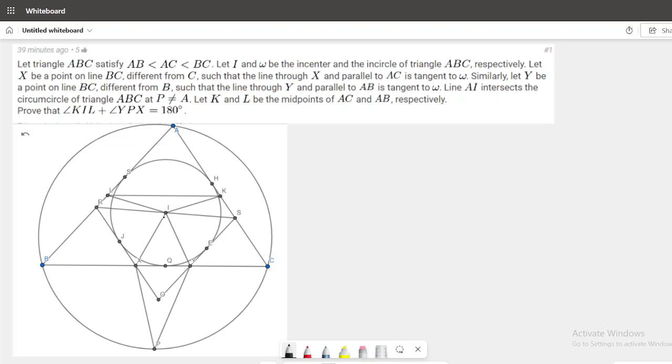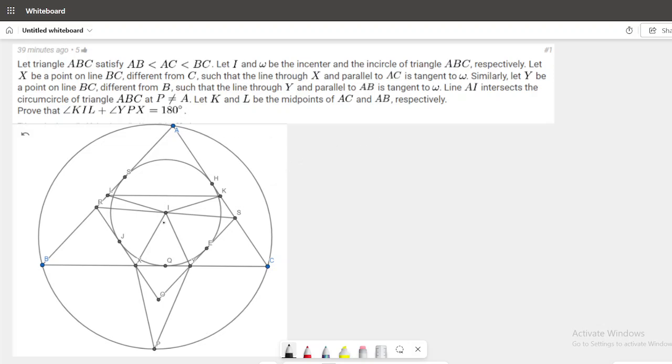So I is the incenter and omega is the incircle of the triangle ABC. Let X be a point on line BC different from C such that the line through X and parallel to AC is tangent to omega. Well, yeah, I've built a line here. This is X. Similarly, Y is defined similarly but parallel to AB.